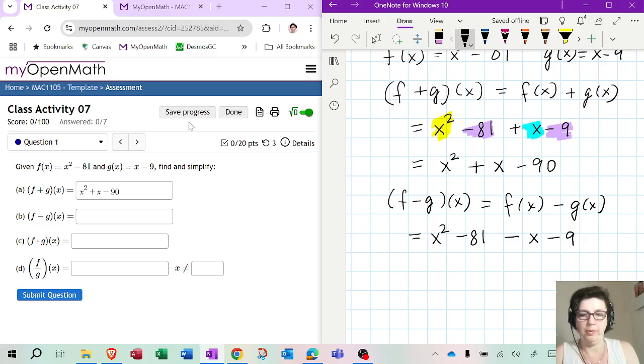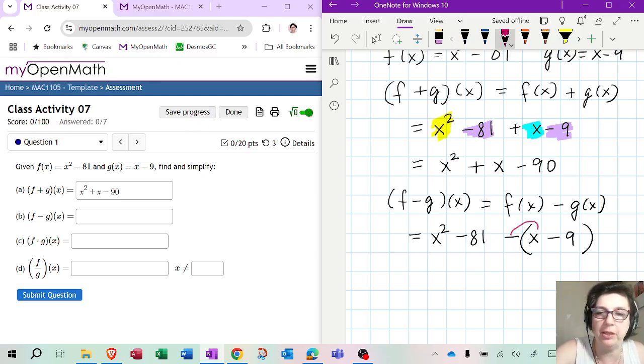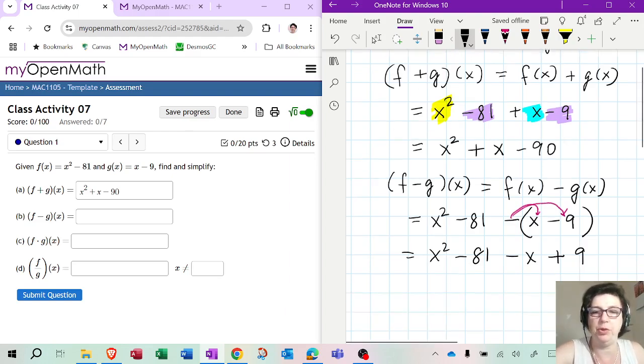What's the problem? The problem here is that you have to subtract the whole g of x, right? And so what you do is you subtract this whole thing. It's very important to put parentheses because this minus will get distributed to each term. Okay, so here I'm going to get x squared minus 81 minus x, but then plus 9. So this is very important. This is a typical mistake a lot of students make.